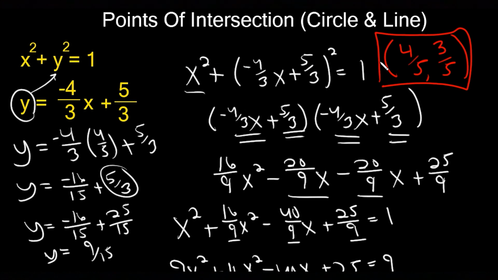All right. So that is it. That is how you can find the point of intersection if you're dealing with a circle and a line. Again, you simply do it by doing a system of equations. And if you don't know how to do a system of equations, again, I have those videos linked below. So make sure you check them out.